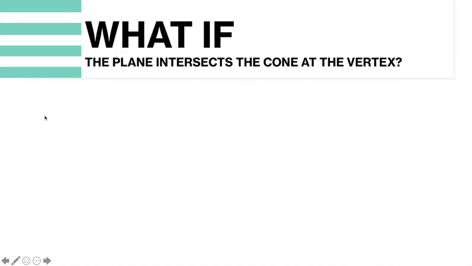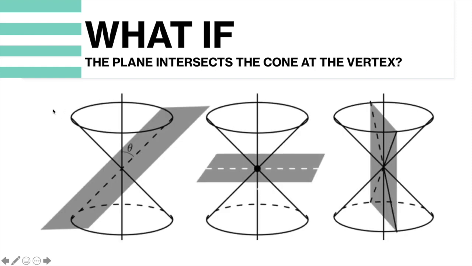Let us ask ourselves, what if the plane intersects the cone at the vertex? As you can see in the figure, the plane here intersects the two cones along the edges of the cone, and it actually forms a line. For this one, we have a plane that intersects the cone exclusively at the vertex, and with that, we see that it results in a point.